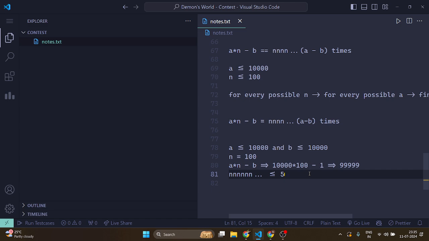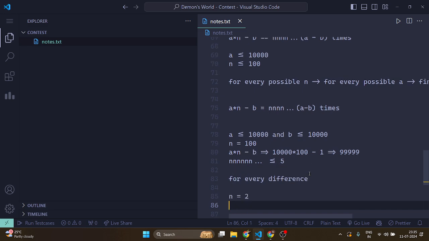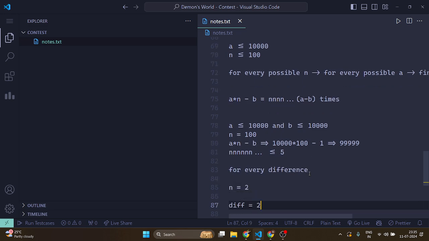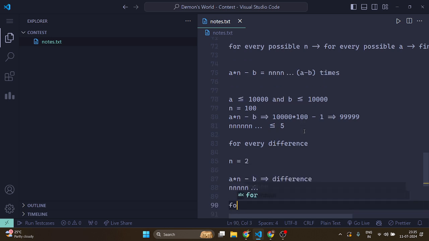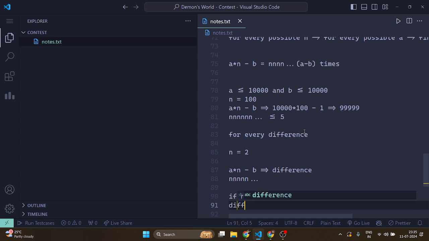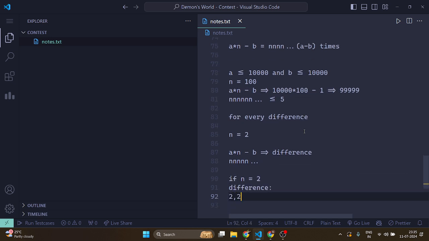Now, how would we check? My approach was, for every difference, let's say our n is 2. Difference means this value a times n minus b. This is our difference, and it should be in the form of n, nn, nnn, and so on. So if n is equal to 2, my potential differences are 2, 22, 222, 2222, and 22222. So these are my potential differences.